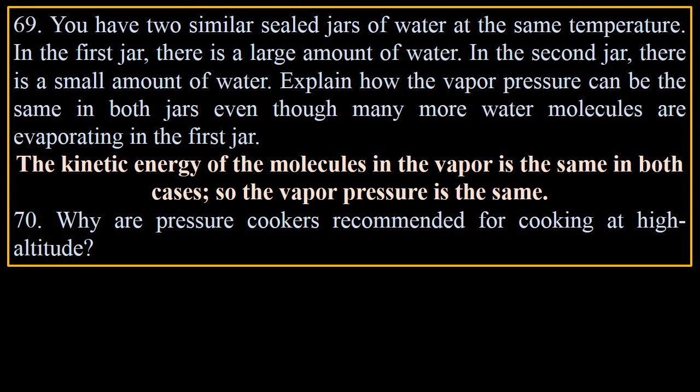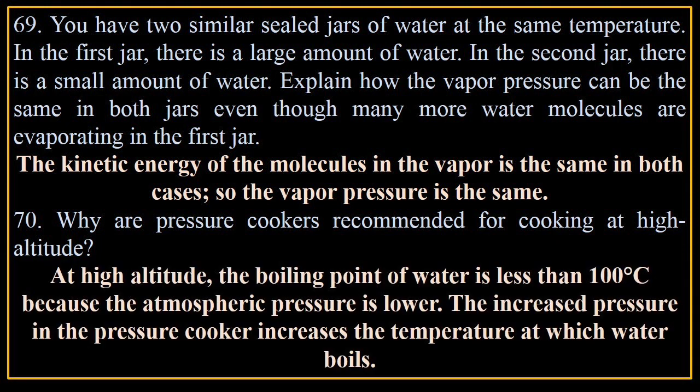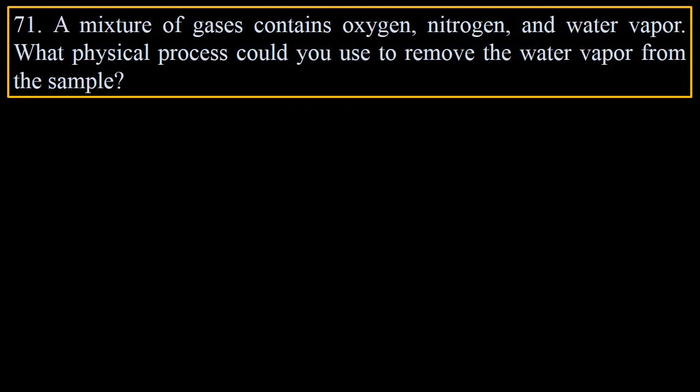so the vapor pressure is the same. Why are pressure cookers recommended for cooking at high altitudes? I lived at high altitudes, and trust me, it took a lot less time to cook my food with the pressure cooker. At high altitudes, the boiling point of water is less than 100 degrees Celsius. Because the atmospheric pressure is lower, the increased pressure in the pressure cooker increases the temperature at which water boils.